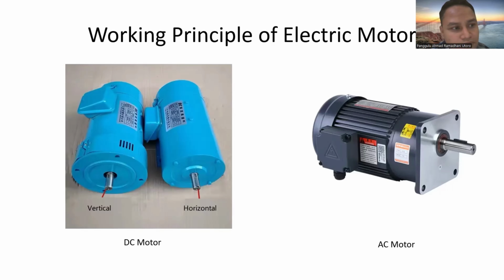AC motors are motors that use alternating current from the electrical network, suitable for industrial and household applications that require high power and constant power, while DC motors are motors that use direct current from batteries or other power sources, ideal for applications that require precise speed control such as electric vehicles and power tools.